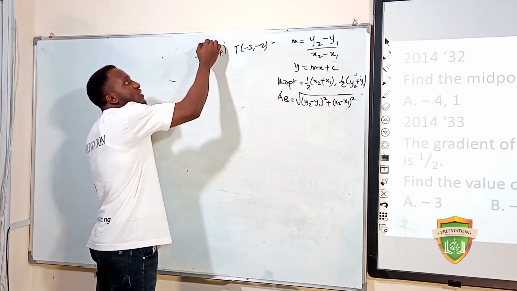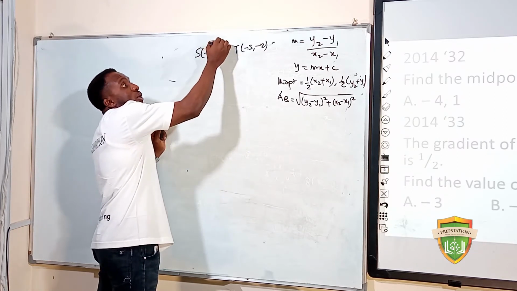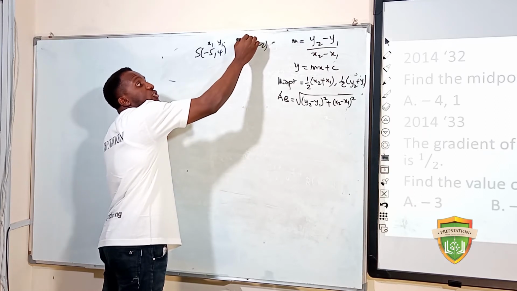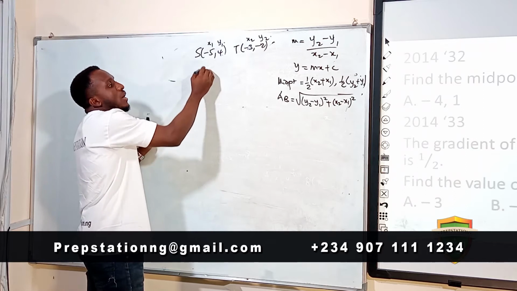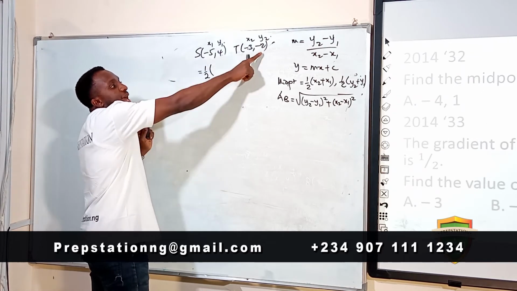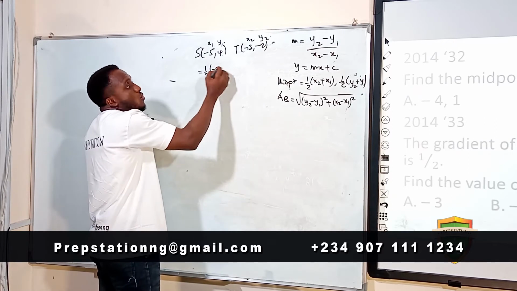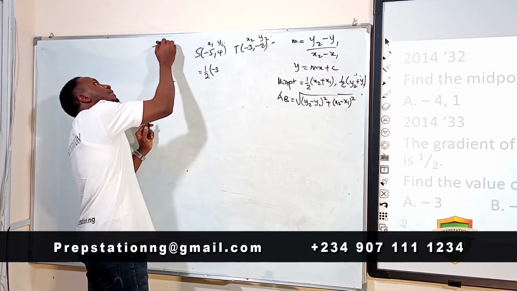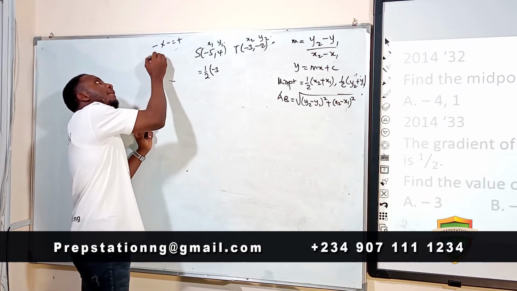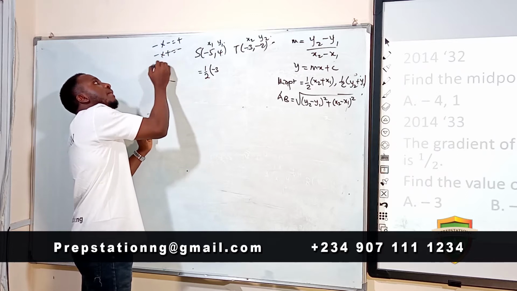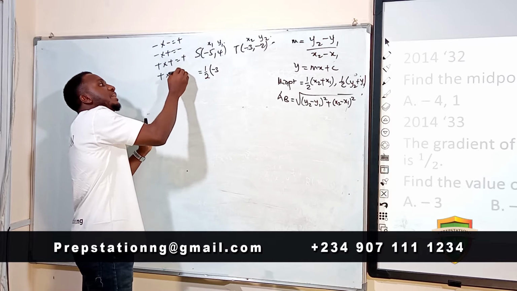So if this is x1, because the coordinates are x and y, so this will be y1. This is x2, this will be y2. So let's apply the formula. For the midpoint, we have half x2, which is minus 3, plus x1. Now remember that minus times minus is plus. Minus times plus is minus, plus times plus is plus, and plus times minus is minus.